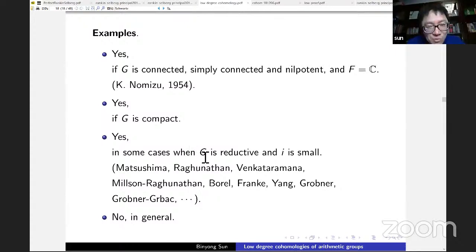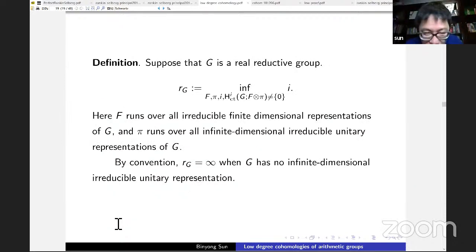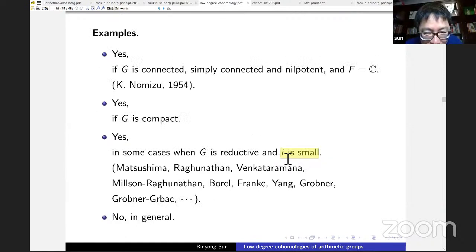So the most interesting case is when G is reductive. In this case, when the degree I is small, in many cases we know this is an isomorphism. This is a result of many authors, including Rich Schumer, and also there is some work of Groben. I think Groben is in the audience. But in general, the answer is no. So here I have said that it's an isomorphism when I is small. Now I want to explain what this means, I is small.